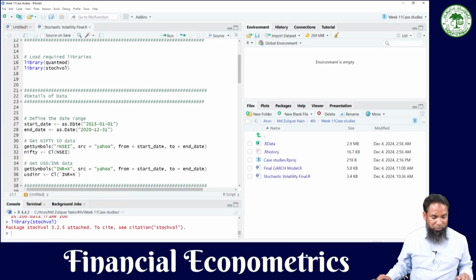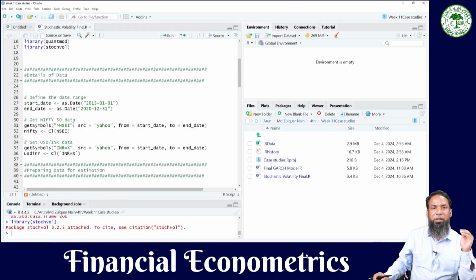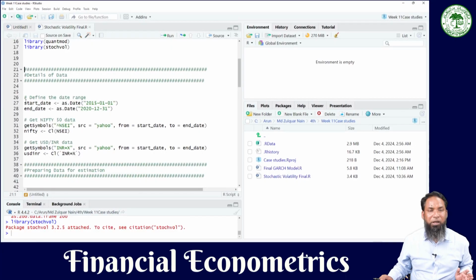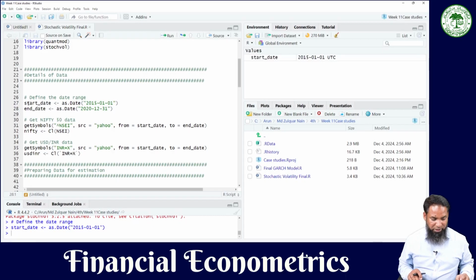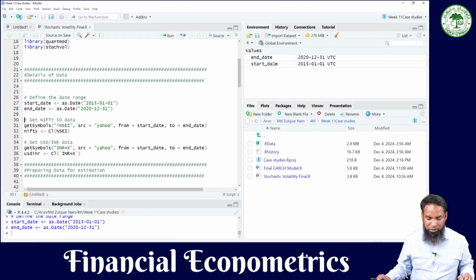Then we are directly downloading the data from the internet. So we first give the details of the data, defining the range with the start date and the end date. We ask that these should be considered as date format, so we define the start date and end date, which we have stored here.